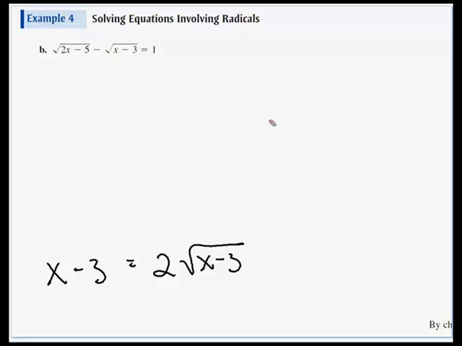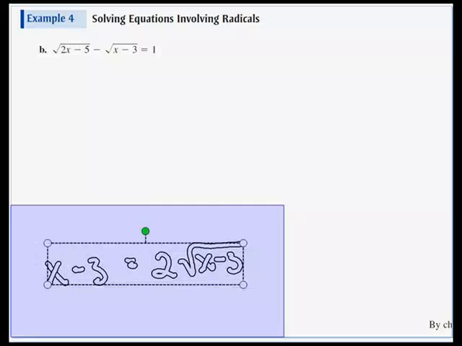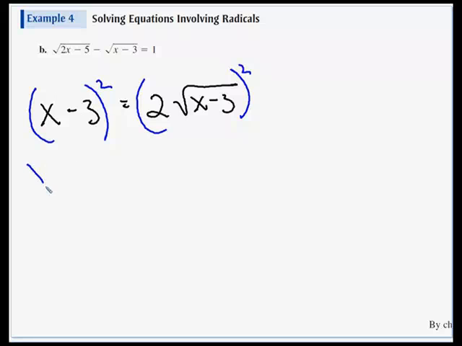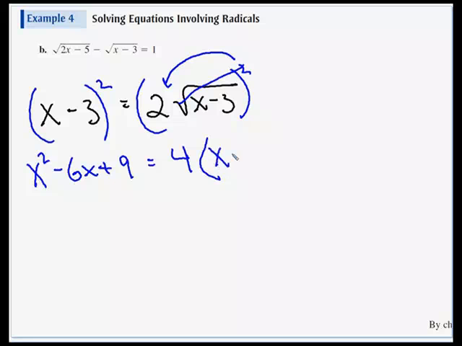So an easier way to do it is, we don't have to have the radical completely isolated. We can square both sides right now, and it'll make it a little bit less work. So we're going to square this side, and then square this side. Foiling out the left side, we're going to have x squared minus 6x plus 9. And then equals, don't forget we're going to distribute this squared. 2 squared is 4, and the square and the square root cancel, which is going to leave us an x minus 3.